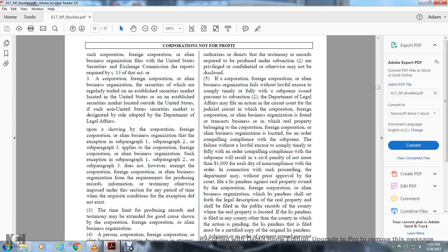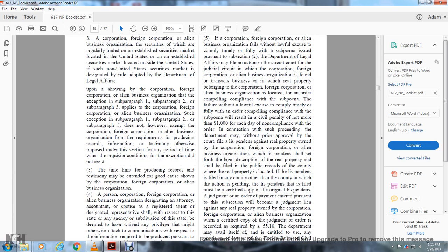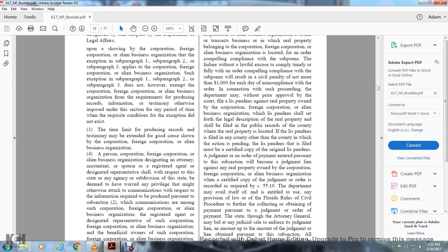In connection with such proceeding, the department may, without approval of the court, file a list of pendants against the real property owned by the corporation, foreign corporation, or alien business organization. Which list of pendants shall set forth a description of the real property and shall be filed with the public record for the county in which the real property is located, with a copy filed with the county in which the action is pending. The list of pendants must be a certified copy of the original list of pendants. Judgment in order for the payment entered pursuant to the subject will become a judgment lien against the real property owned by the corporation, foreign corporation, or alien business organization.